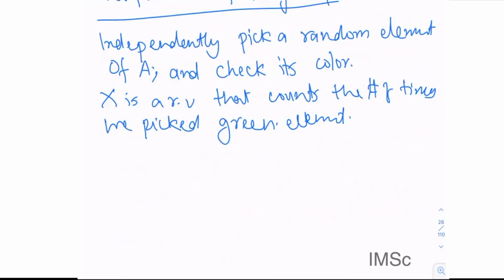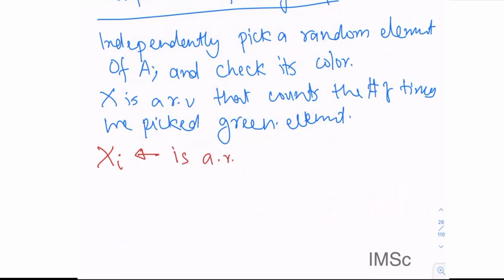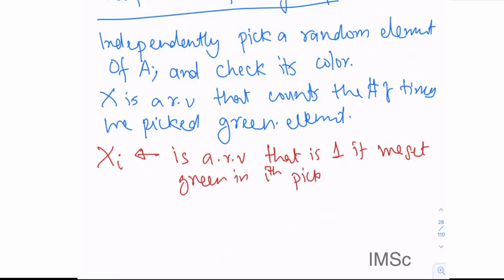Now let's set up some random variable. What is it? Xi. Xi is a random variable that is 1 if we get green in the ith pick.